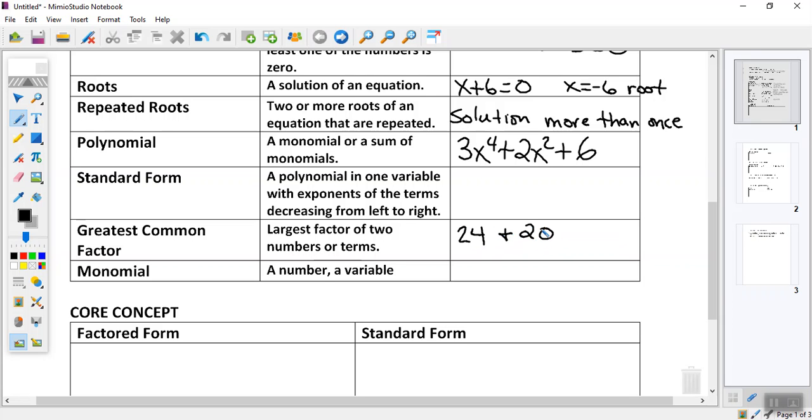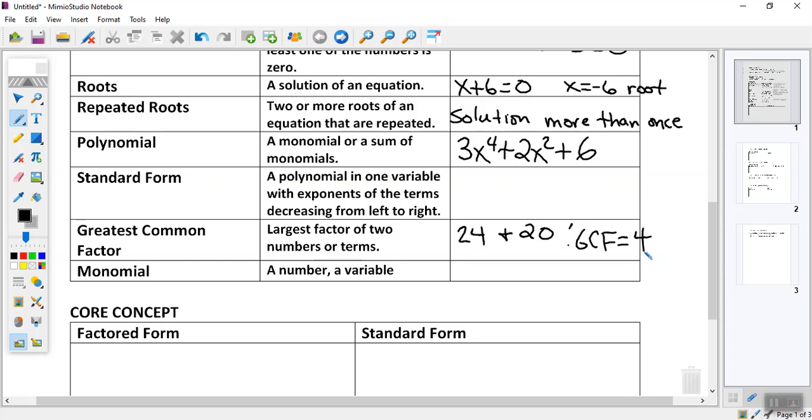Let me ask this question. Does 1 go into both? Is that the biggest? Will 2 go into both of those? Yeah. 4 go into both of those? What's the largest number that's going to divide evenly into 24 and 20? 4. So the greatest common factor of that would be 4. So in an example like this, greatest common factor is 4. Because 4 is the largest number that will divide evenly into both 24 and into 20.